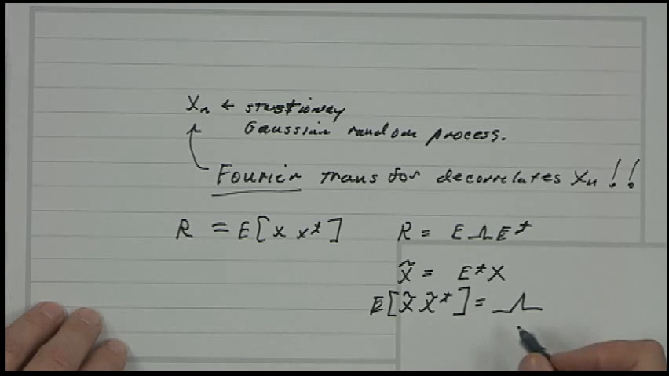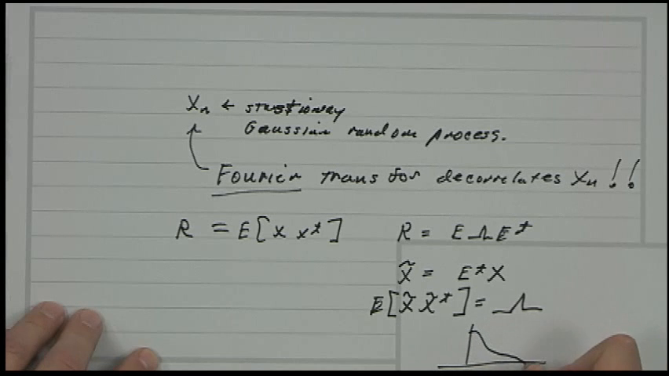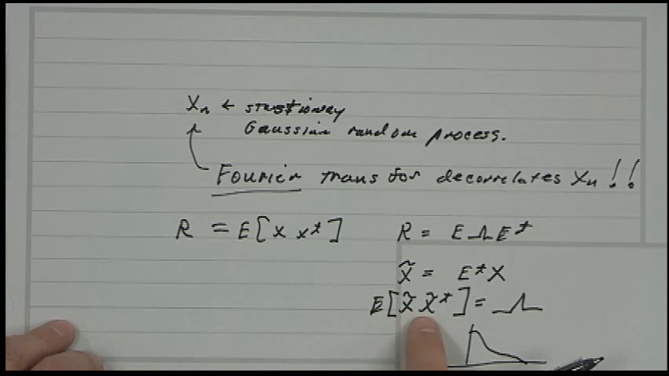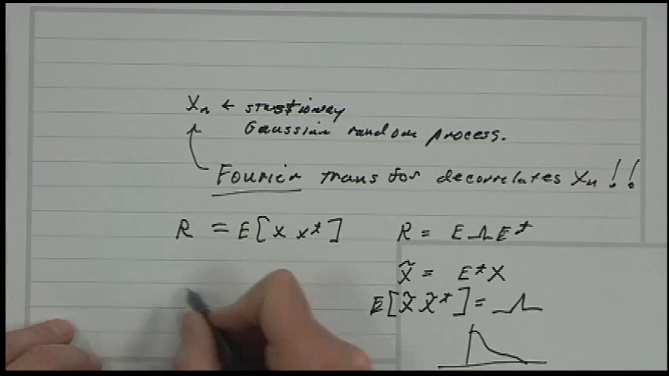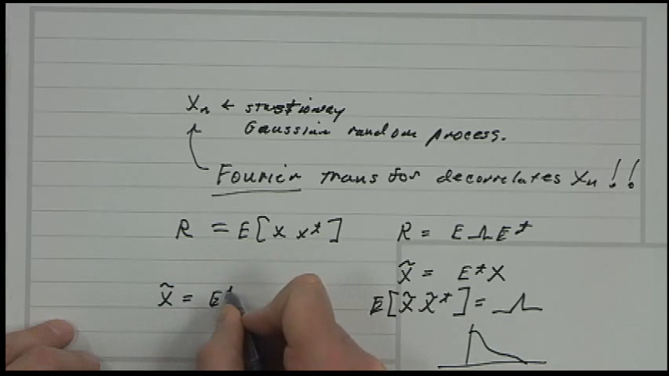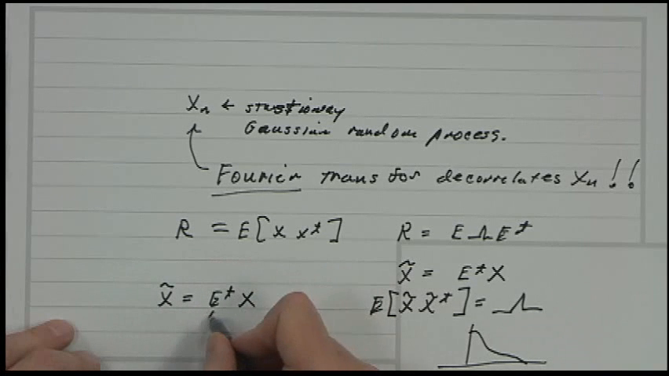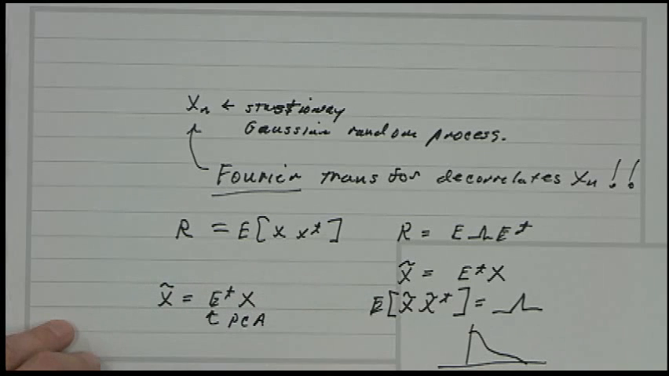And you could actually plot the spectrum of the eigenvalues. It would maybe look like this. I'm just going to make something up. And that means some of the eigenvalues are big and some of them are small. That would be a typical situation. So when you compute x tilde equals E transpose x, that's what's called principal components analysis, PCA.